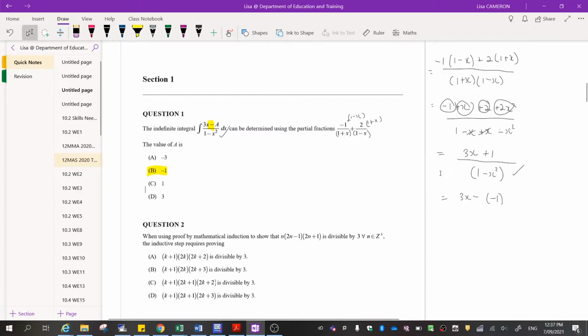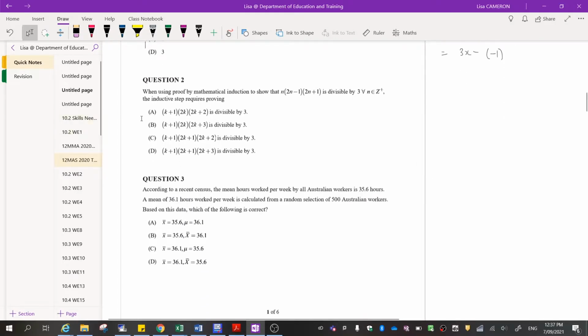Okay, question 2. When using proof by mathematical induction, the inductive step, the one that makes it kind of special, is the one where you let n equal k plus 1. So remember that when we're doing proof by induction, our steps for this are: we test n equals 1, then we assume n equals k, and then we prove that n equals k plus 1. This is the inductive step. Okay, and then we evaluate.